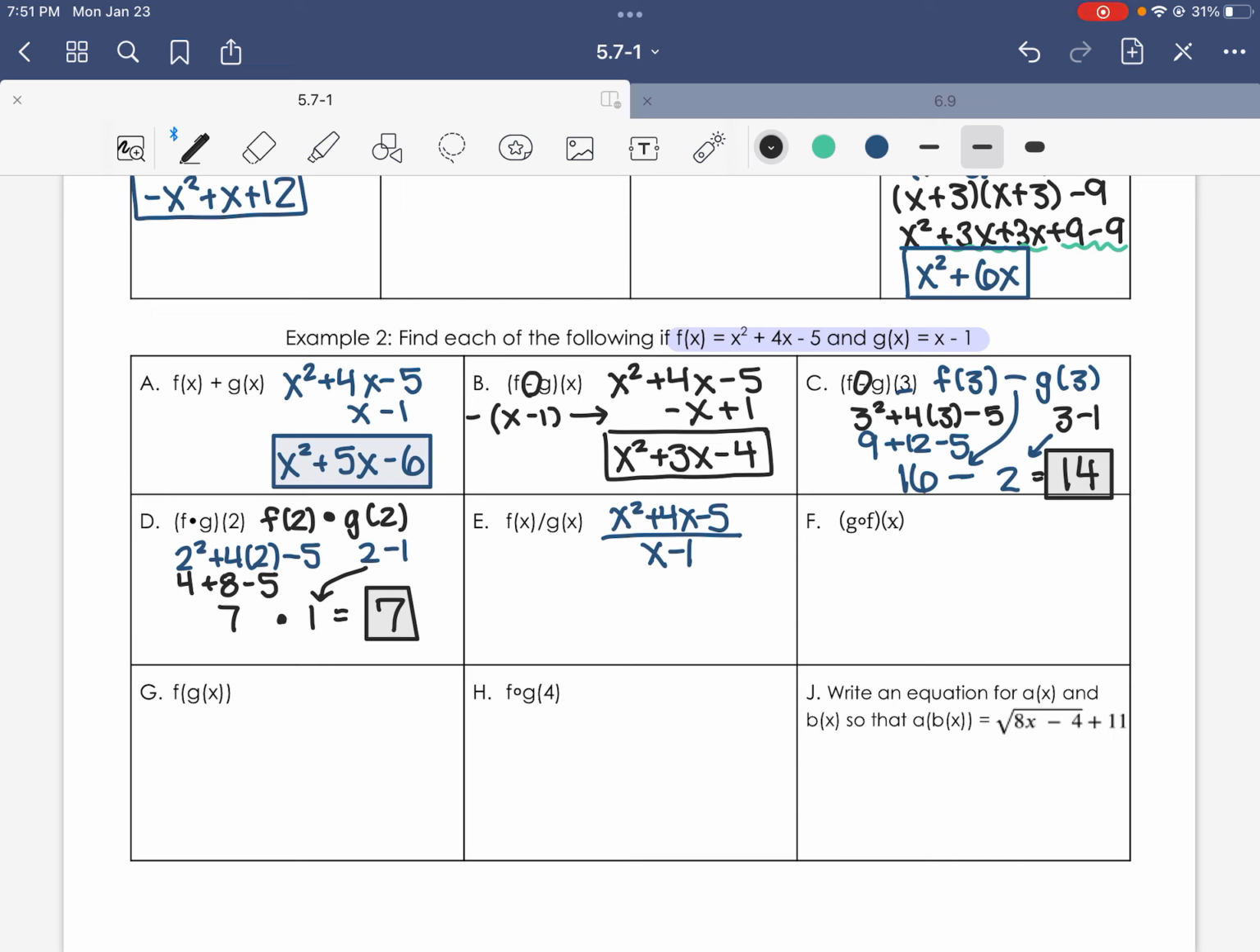So I need two numbers that multiply to negative 5 and add to 4, which is 5 and negative 1. So x plus 5, x minus 1, over x minus 1. And that x minus 1 is on the top and the bottom, so it cancels. And my answer is just x plus 5.